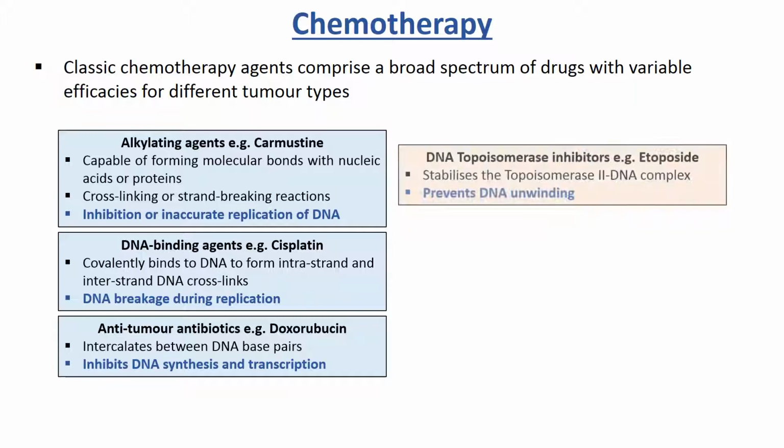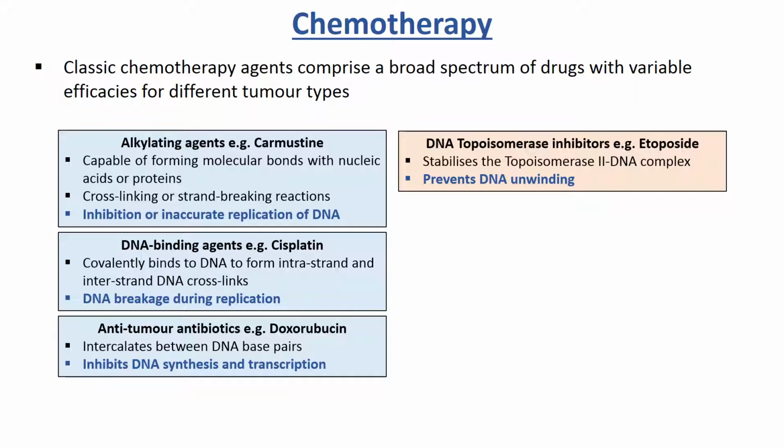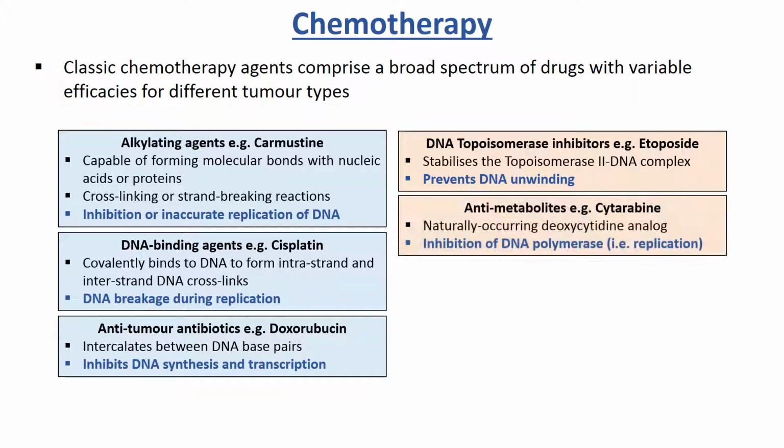In relation to chemotherapeutic agents that target enzymes that regulate DNA replication, DNA topoisomerase inhibitors such as etoposide stabilize the topoisomerase II DNA complex and prevent DNA unwinding prior to replication. Antimetabolites such as cytarabine, a naturally occurring deoxycytidine analogue, inhibit DNA polymerase, which is required for the replication process.